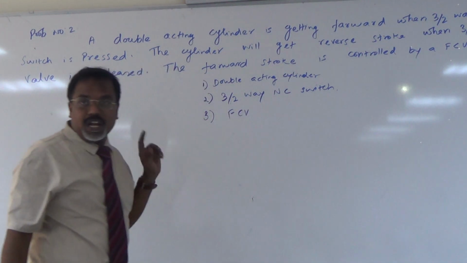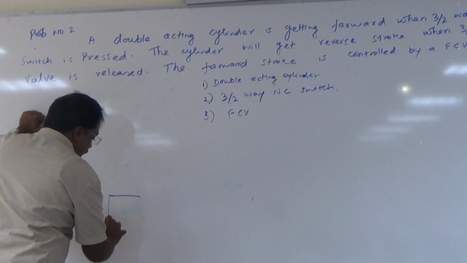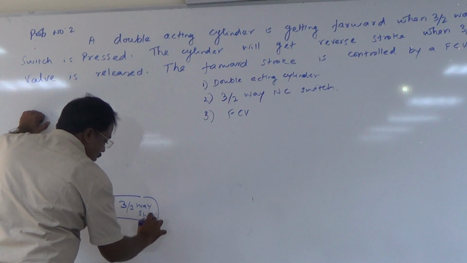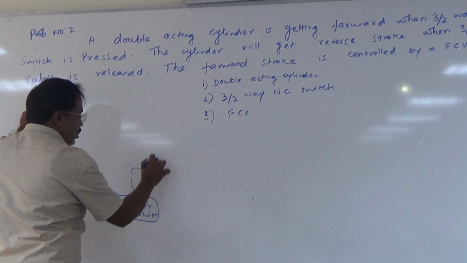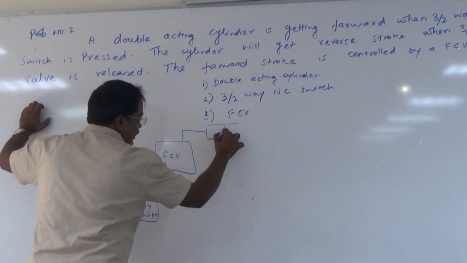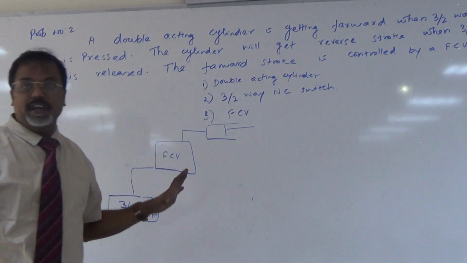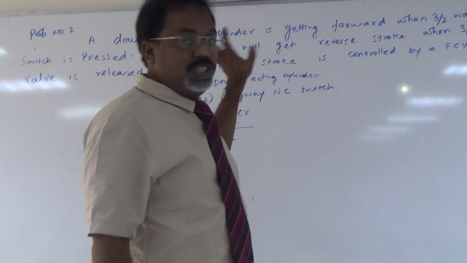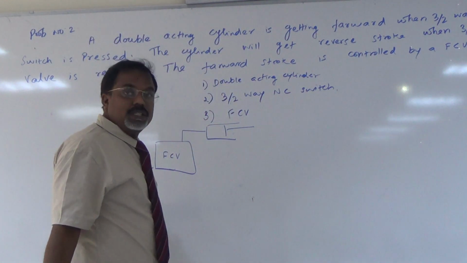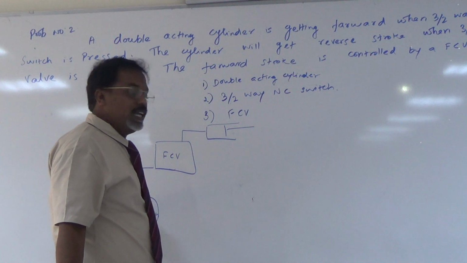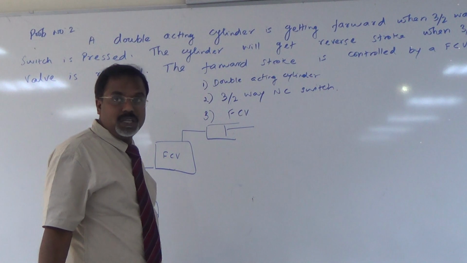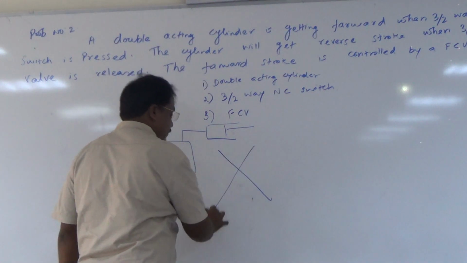When I do a rough sketch, see the 3 by 2 way switch. When I press it, the air should go to the FCV and then to the double acting cylinder. See, this information is available in the question. So if I draw using the symbols just these 3 components, the 3 by 2 way switch, flow control valve and double acting cylinder, it is wrong.